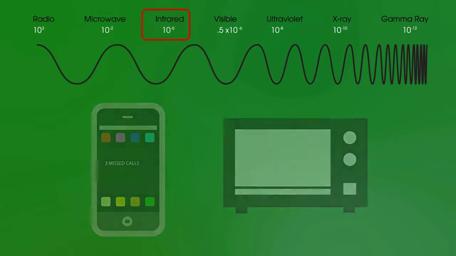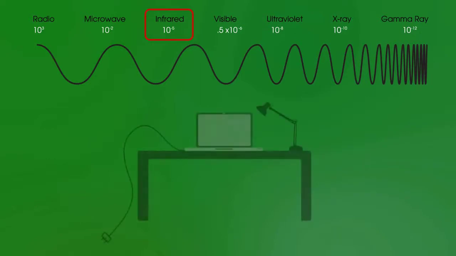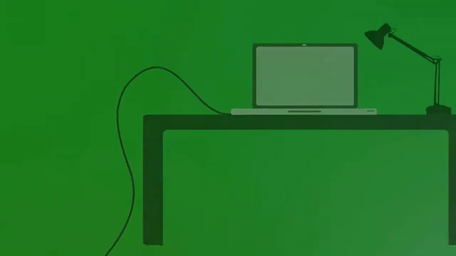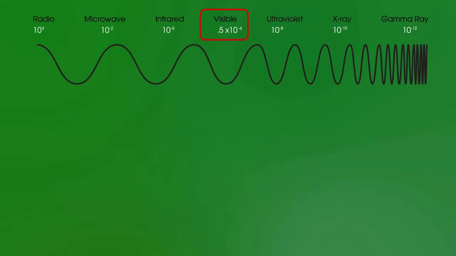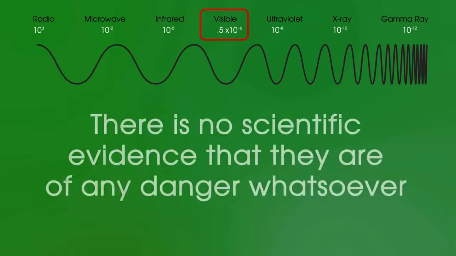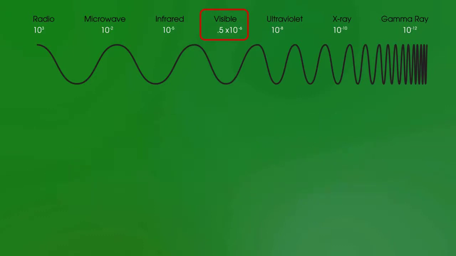Infrared, as we know, carries heat and can be used in thermal imaging and for grills for cooking, and it is also used in communications, as is visible light, both being sent down optical fibers. So all these 4 lower energy electromagnetic waves are used in communication. But is there any danger in using them? Well, at the moment, there is no scientific evidence that any of these parts of the EM spectrum pose any danger whatsoever, apart from maybe getting burnt by infrared.